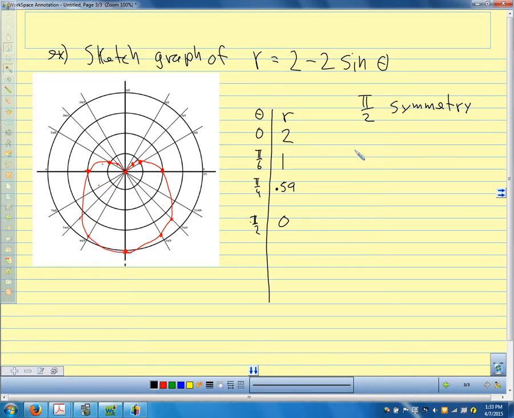This is called a cardioid, because it's heart-shaped. So this graph is a heart-shaped graph. And to get these other points, I would just plug in these other angles and calculate my radius. And that's how I would get those other points. I'm just not going through all the calculations.